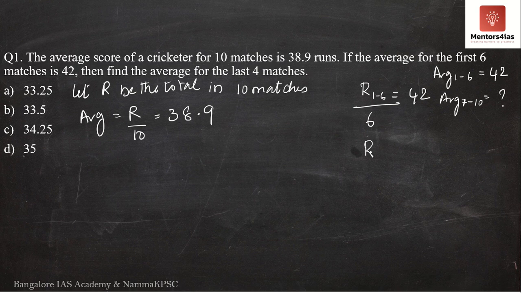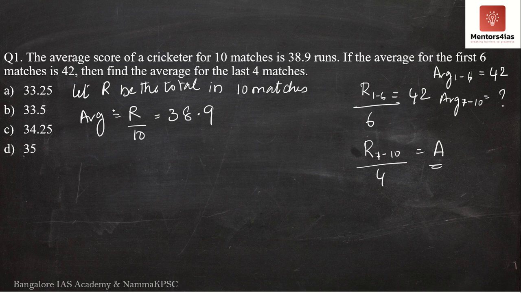Similarly, if we want the average of the last 4 matches, what are we supposed to do? We have to divide the total runs scored in the last 4 matches, that is from match 7 to match 10, by 4. That is when we will get the average of the last 4 matches. Therefore, we have to find out A.